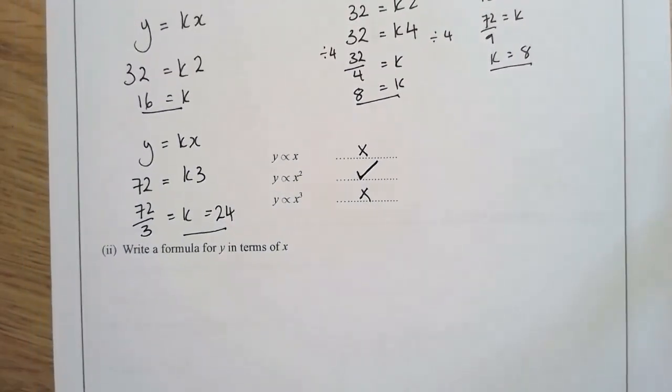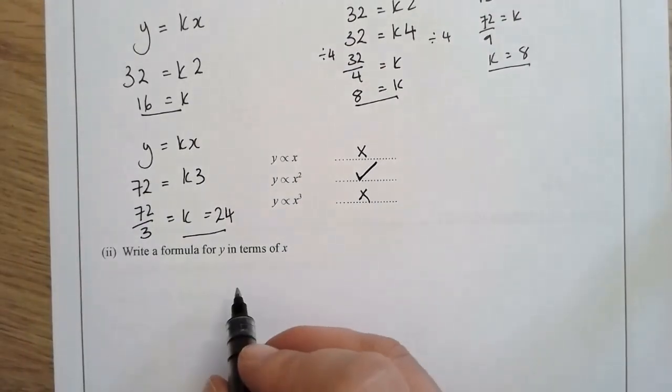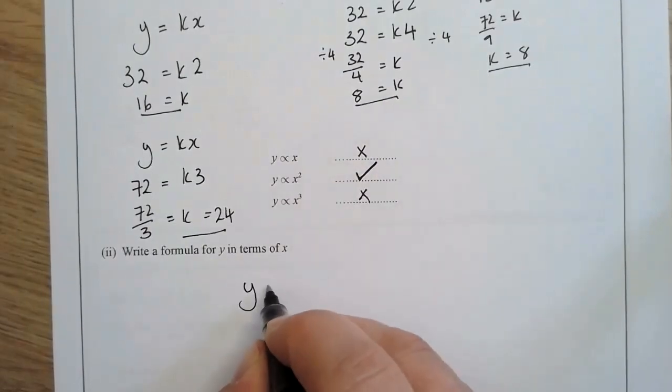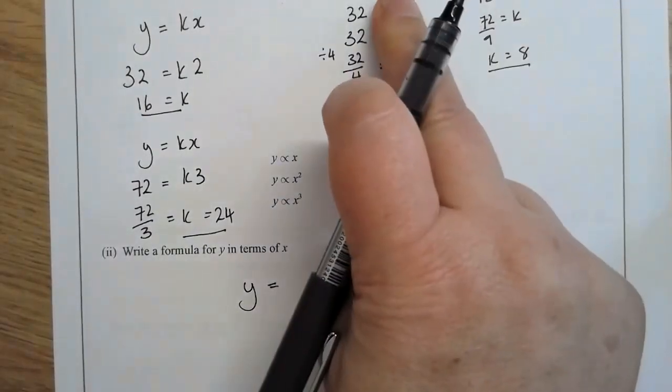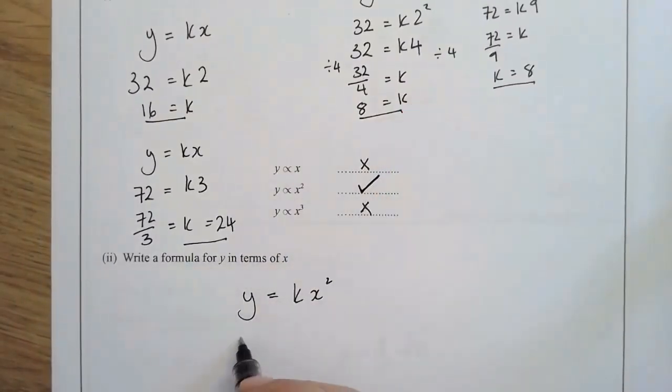And then it says write a formula in terms of X. So we know what K is. We've worked out what K is. So we substitute the K in this formula. So I'm just going to write the formula here, but we know that K is 8, so it's Y equals 8X squared.